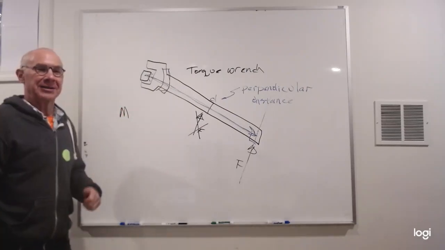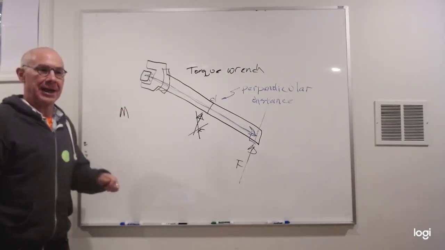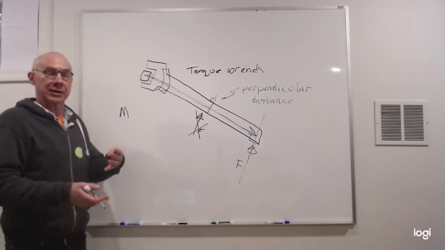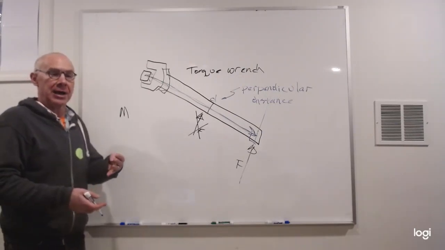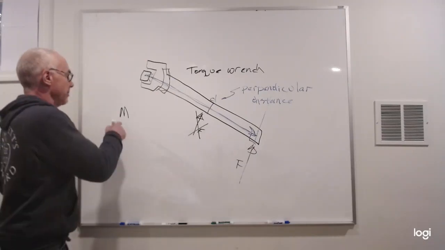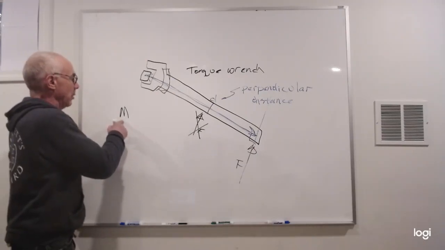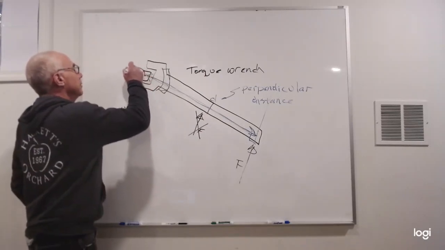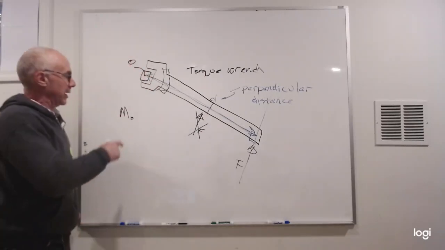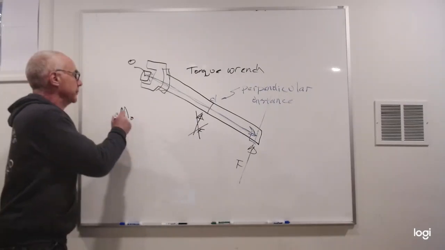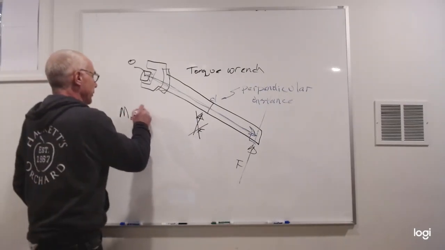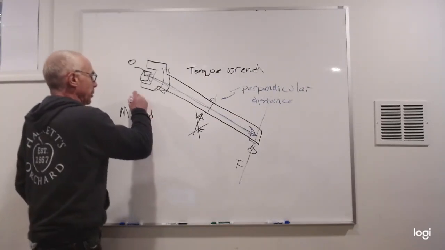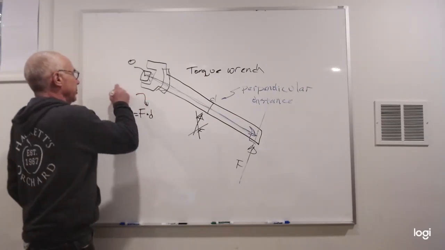Anyways, let me write here the magnitude of the moment. In fact, a moment is a vector quantity, because it has a direction and a magnitude. So the magnitude of our moment, which I'll just call M naught, because we have here point O, means that's the moment about point O, equals the force times the perpendicular distance.